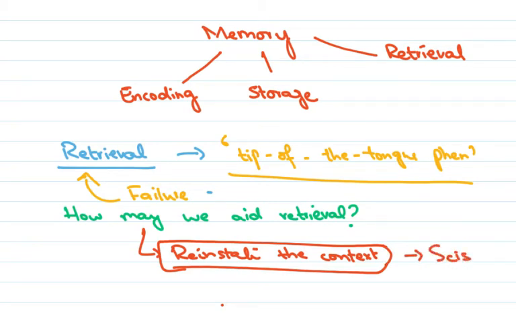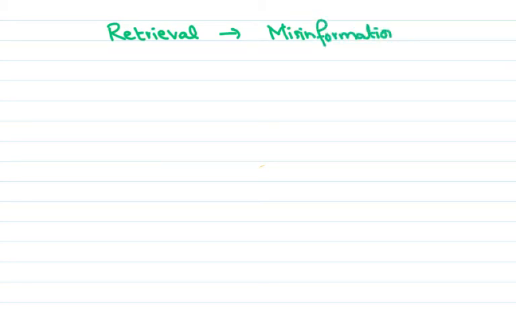So reinstating context always really helps with retrieval. However, at certain times we can make grave mistakes during the process of retrieval, right? Especially when we have something that we call the misinformation effect. Now, let me show you what this is. So basically, this was an experiment done by this researcher by the name of Elizabeth Loftus. And let me show you this diagram that will help you understand.